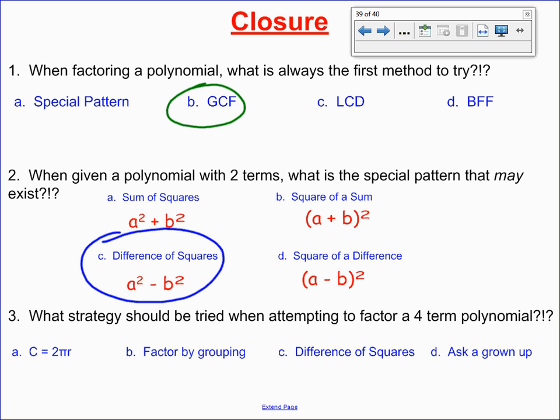And lastly, what strategy should we try when attempting to factor a 4-term polynomial? What worked for that? Margot? B. What's that? B, factoring by grouping. B, factoring by grouping is absolutely correct. Raise your hand if you have B for the last one. Factor by grouping is for a 4-term polynomial. Way to go, you guys.